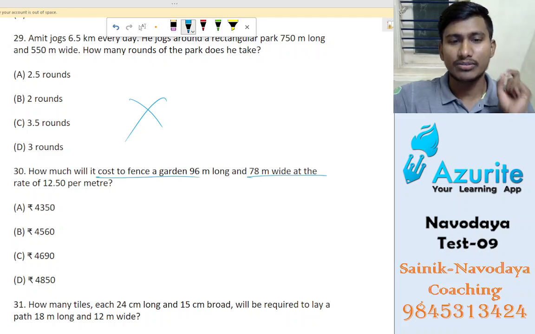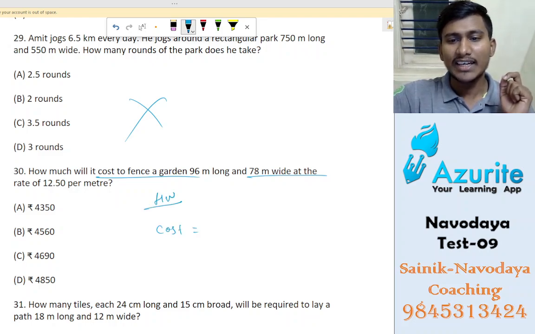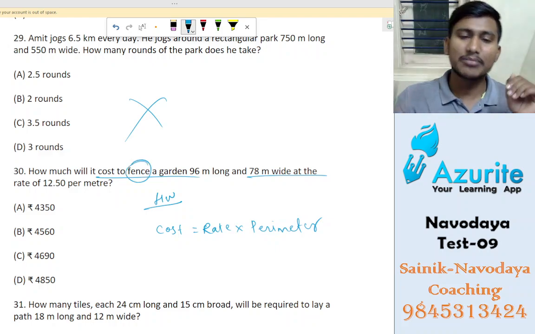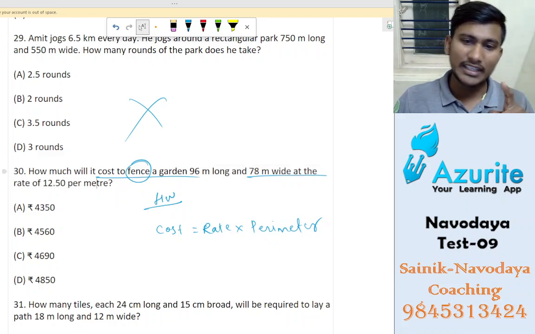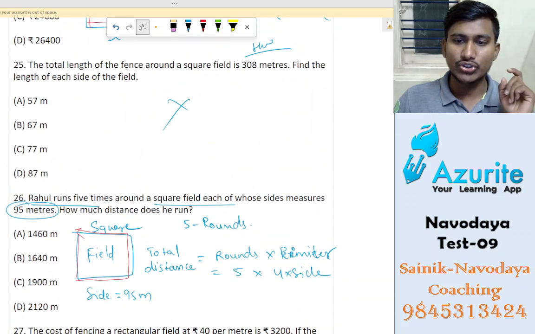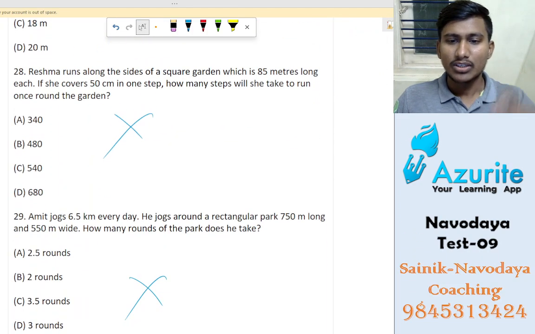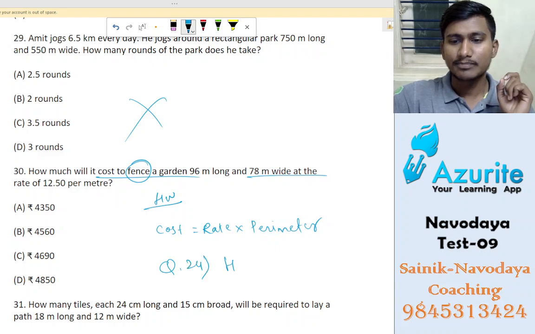This we did. Cost, right? So this will be homework for you. How do you find cost? Cost is rate into perimeter. Fencing means we do it on the perimeter. Length is given, breadth is given, and rate is also given, 12.5. You multiply and find. We did one type of question like 24, so do questions like 24 as homework.